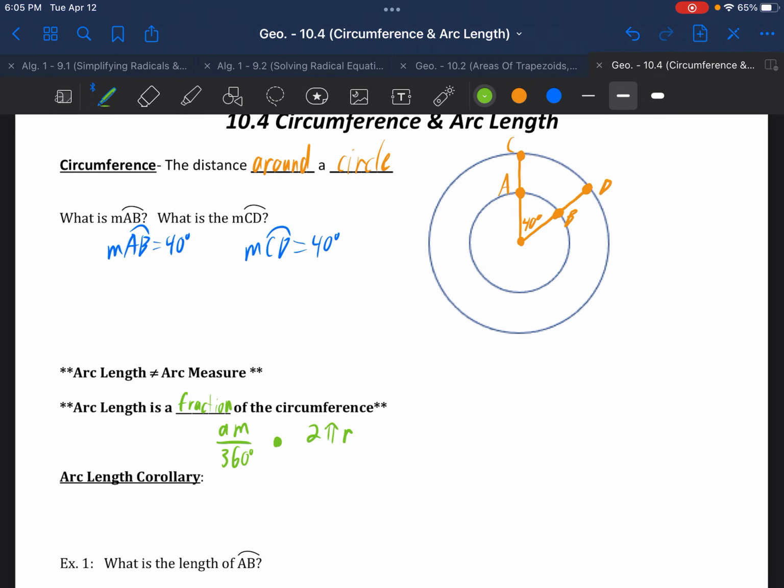So our arc length corollary, kind of like a formula for us, is going to be that arc length is going to be equal to the arc measure, divided by 360, the whole circle, times the circumference, which I'm going to give a capital C. And once again, the circumference is equal to 2 pi r. If that's something you might struggle with, go ahead and write it off to the side. Circumference is 2 pi r.